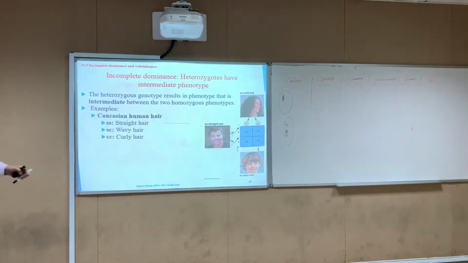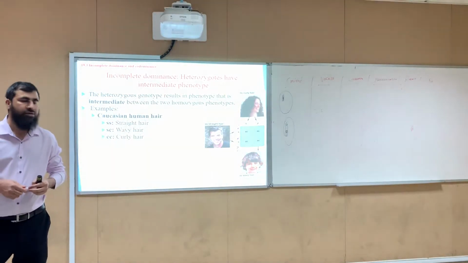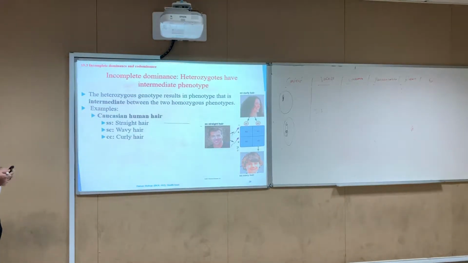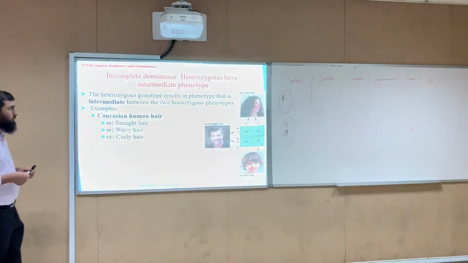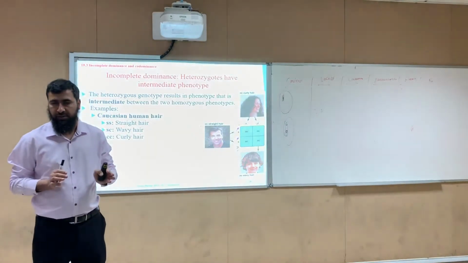All right. So let's talk about some non-Mendelian genetics, where the recessive or the dominant is not fully expressed. So one case is the incomplete dominance. So there is an intermediate phenotype between the two dominant phenotypes.